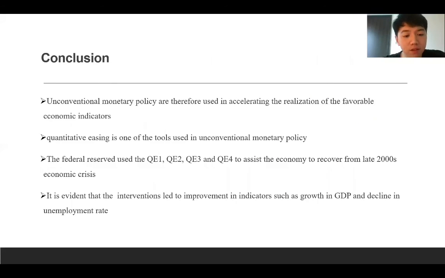The unconventional monetary policy adopted in QE1, QE2, QE3, and QE4 had a positive impact on the economic situation in the US after the late 2000 economic crisis. The analysts revealed that the intervention led to an improvement in indicators such as growth in GDP and a decline in the unemployment rate. The AD-AS curve explained the relationship between the use of quantitative easing and GDP growth and reduction in the unemployment rate.